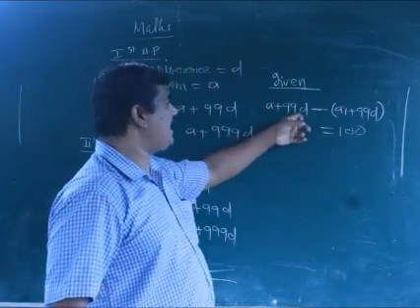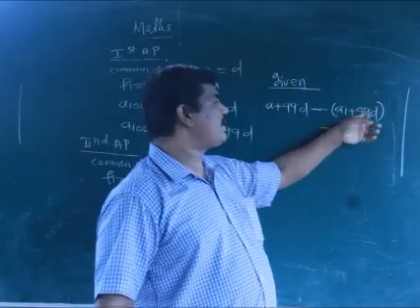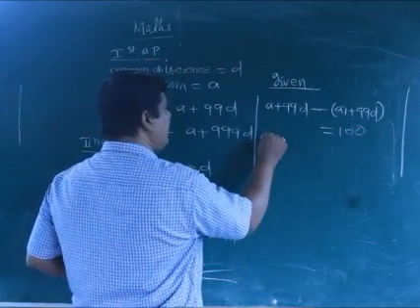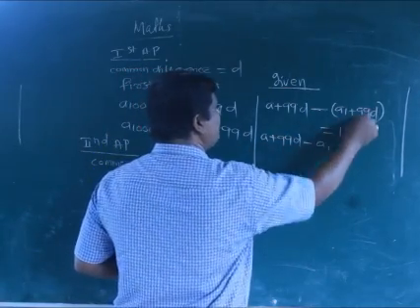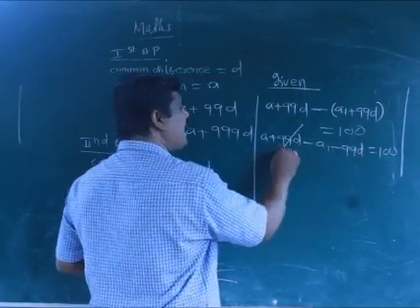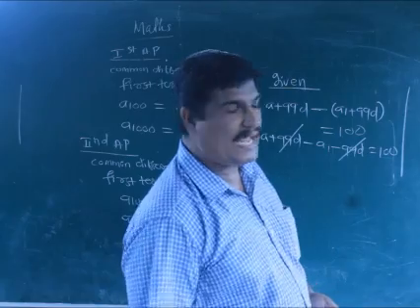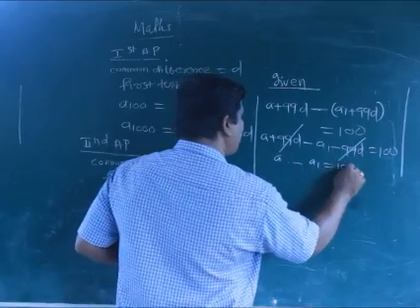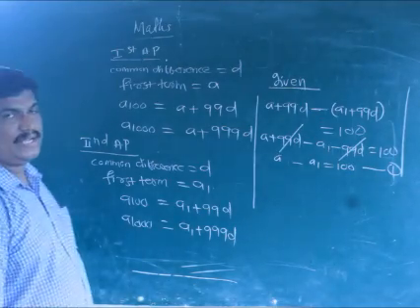So A plus 99D, minus, put a minus and open the bracket, A1 plus 99D, is equal to 100. Open the bracket: A plus 99D minus A1 minus 99D is equal to 100. Plus 99D and minus 99D cancel. Then A minus A1 is equal to 100, marked as equation number 1.